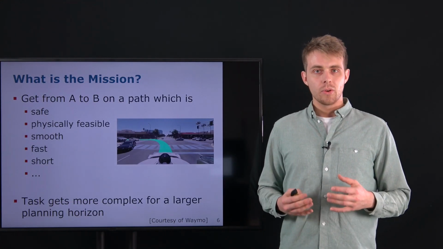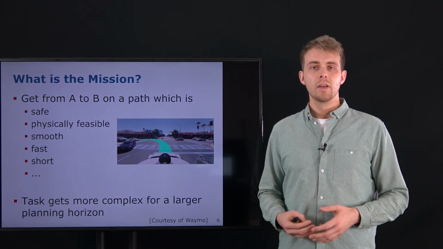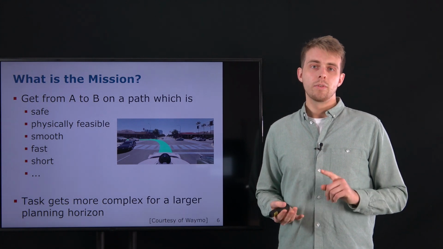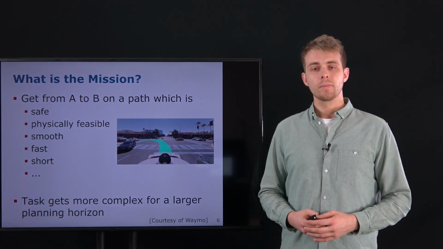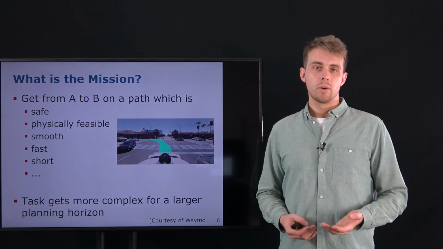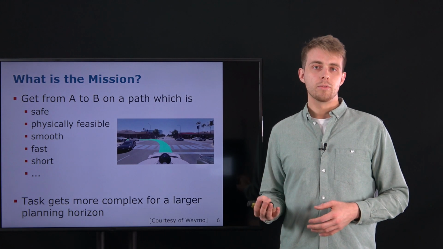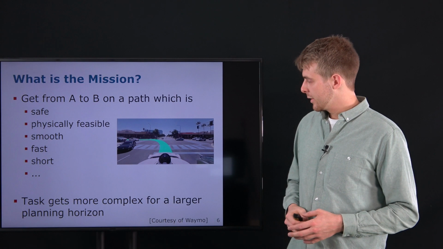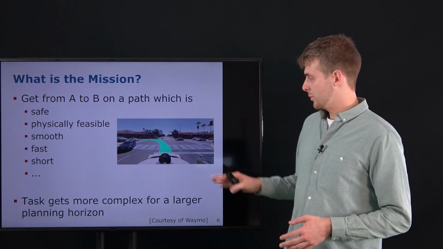So if we now connect these requirements to the path, we want to get from A to B in a path which is safe, physically feasible, smooth, fast, short, or also other user-defined requirements. And in this picture you can see a typical situation where the car wants to take a left turn and needs to take into account the different participants. Like in this case, there are cars on the right crossing the intersection, so we need to wait for our traffic signal to turn green and then watch out for other cars.